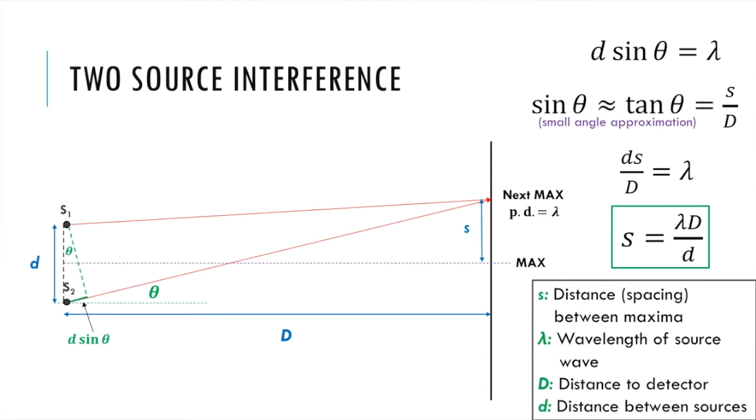Capital D is the distance to the detector, or we should really say the distance a lot of times to the screen. We're talking about the line that the detector can move across. Again, the detector could be something like your ear if these are sound waves. And lowercase d is the distance between the sources. These are all distances or a wavelength, so they're all measured in meters, and you should be able to look at the equation and convince yourself that that works out.